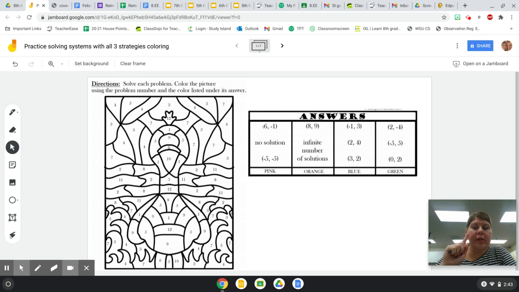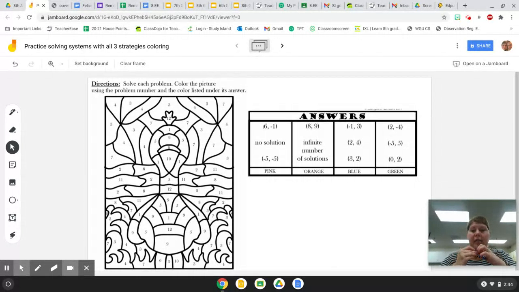All right, so we're going to try something new. Today you're going to be practicing all three strategies for solving systems. The first strategy we learned was graphing. The second one was substitution, and the third one is elimination. So we're going to be practicing all three of them. I'm going to give you some examples in this activity that you'll be working on.